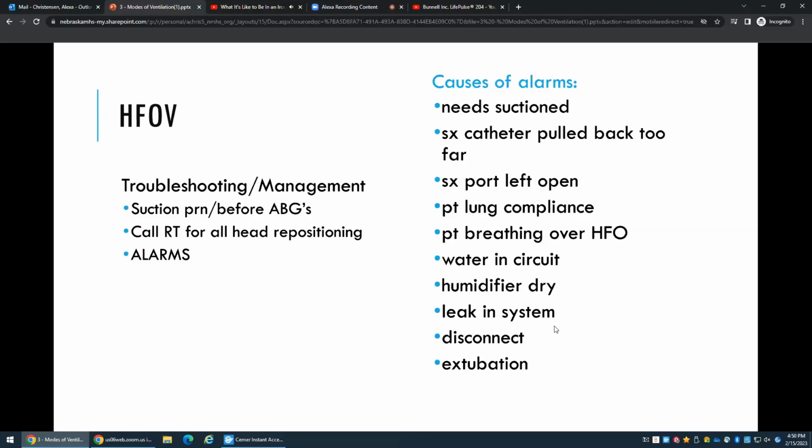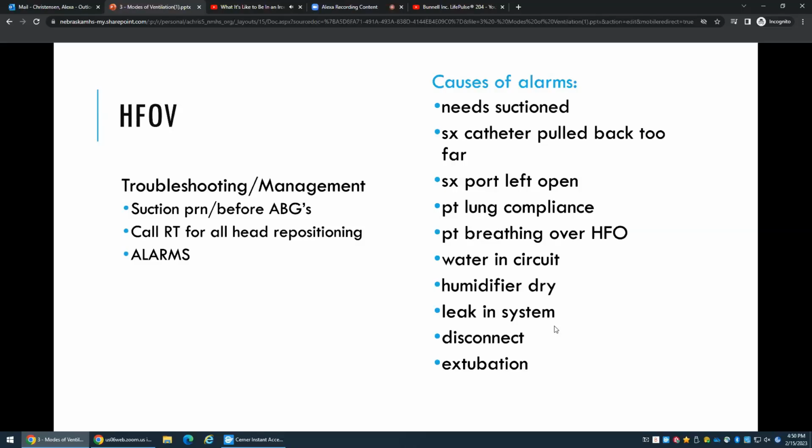As far as troubleshooting and management, when you're taking care of these kids, suction PRN and before blood gases, and you're going to call RT for all repositioning. The policy says 2 people, but the ET tube and the ventilator is our only focus. So we're going to be in that room a lot. So don't hesitate to call us.